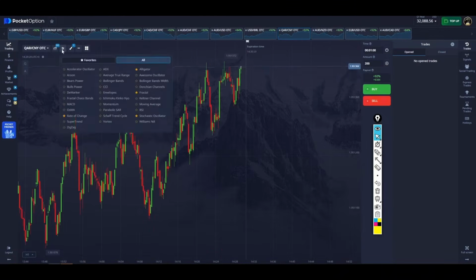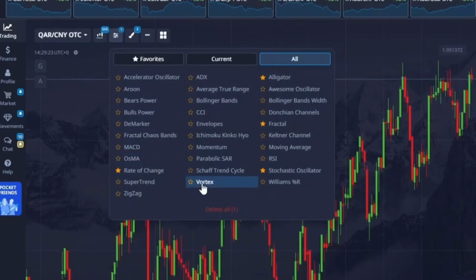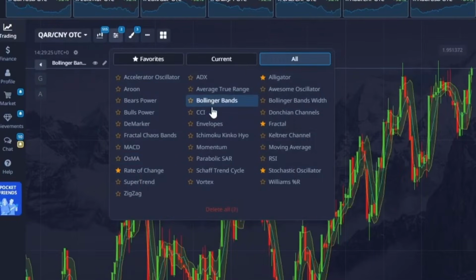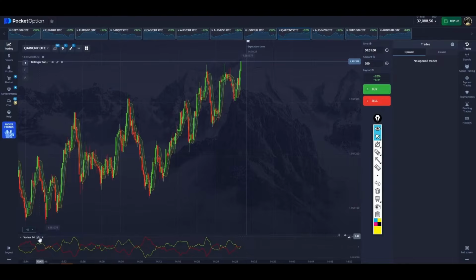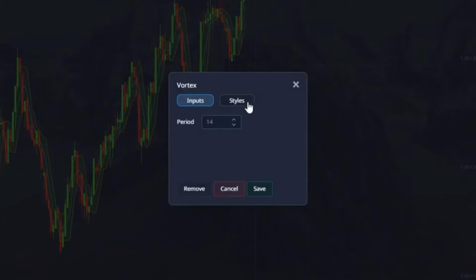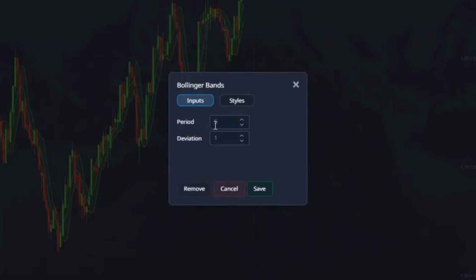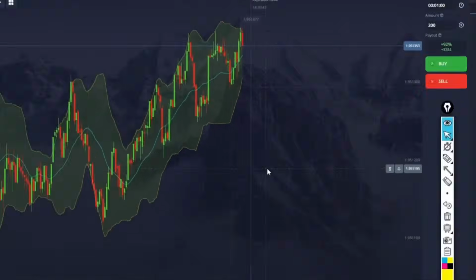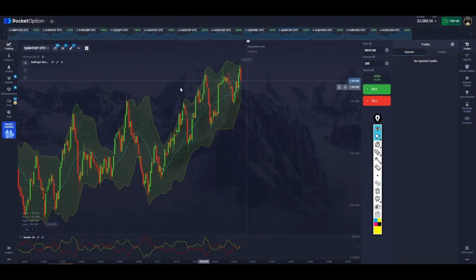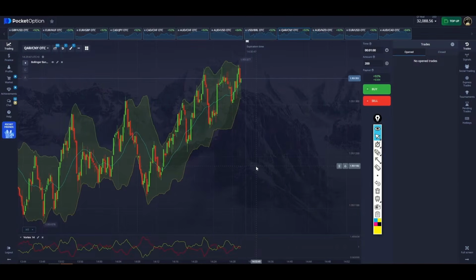So guys, we go to the indicators tab and select the Vortex oscillator. Then we also add the Bollinger Bands indicator. For the Vortex, we'll leave the standard settings, a 14 period with the default color palette. As for the Bollinger Bands, we set the period to 20, the deviation to 2, hit save, and everything is ready. We'll be trading based on Vortex crossovers as well as from Bollinger Band touches. Of course, we'll also adapt to each situation individually. Let's get started.